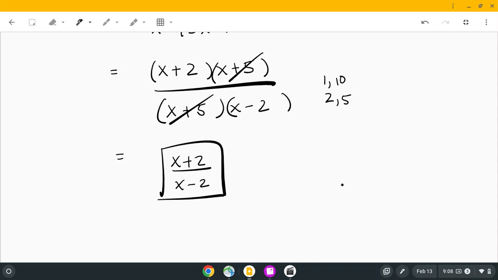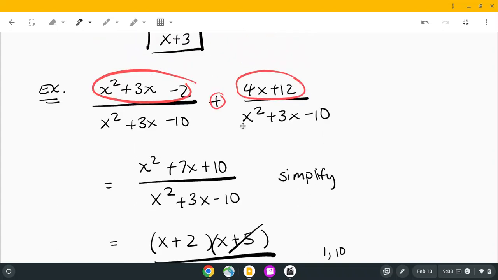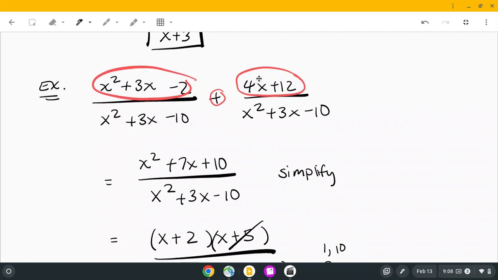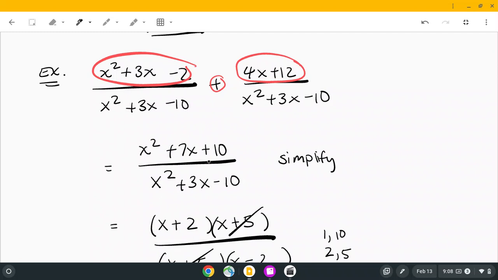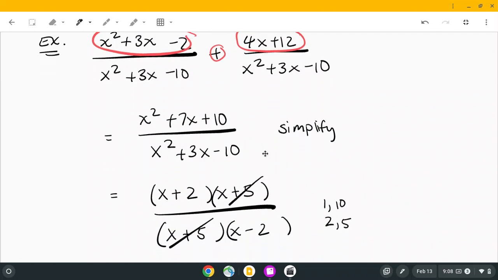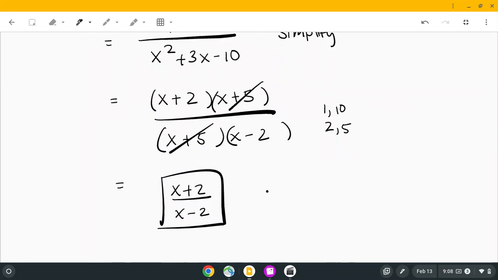Okay? So again, all you have to do when these are like denominators is combine the polynomials in the numerator. Okay? Combine like terms in the numerators and then factor and simplify. Okay? All right. If you have any questions, make sure you ask me.